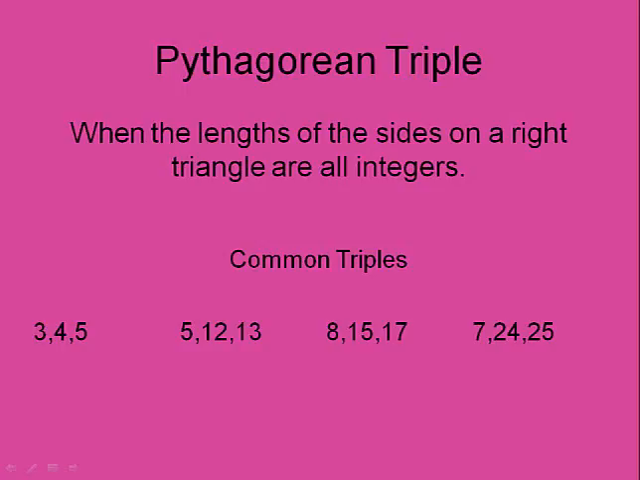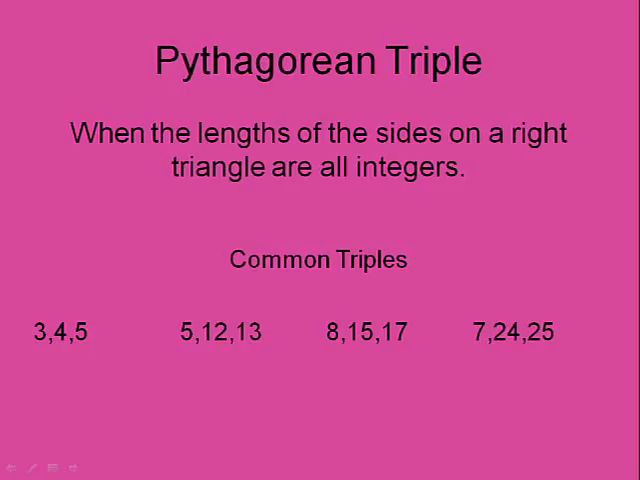Now there are some special numbers that we call the Pythagorean triples, and these will always work out to be right triangles. Our first one is the 3, 4, 5, and the multiples of these are also considered Pythagorean triples. So if you take 3, 4, 5 and multiply it by 2 to get 6, 8, 10, if you do a 6-inch, an 8-inch, and a 10-inch triangle, that will make a right triangle. Other ones are 5, 12, 13, 8, 15, 17, 7, 24, 25.